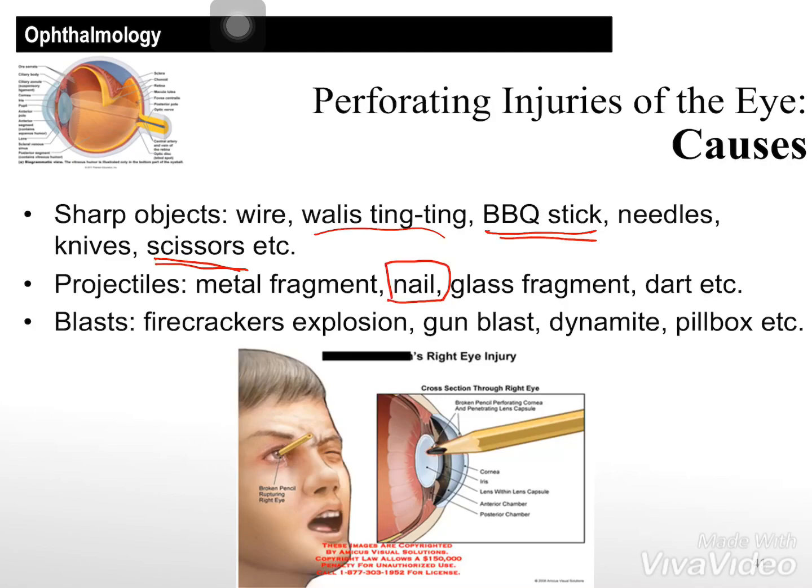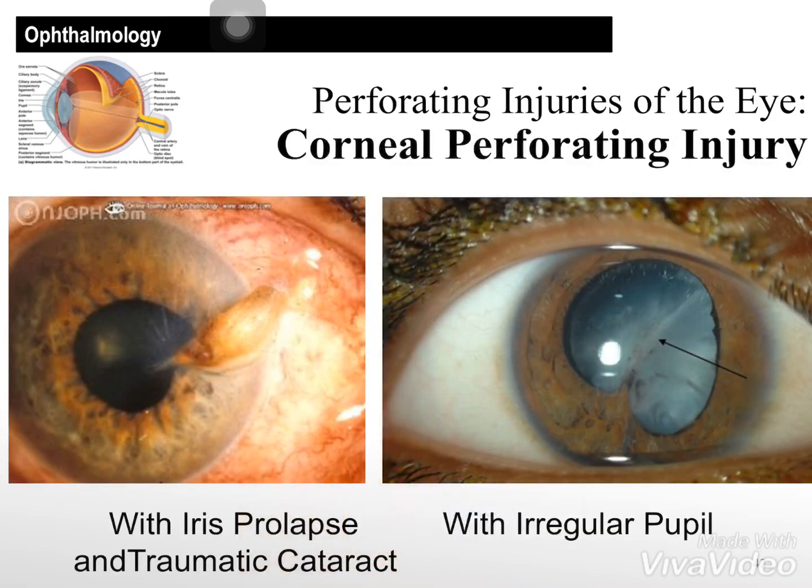If your patients come from Baguio or the Cordillera, dynamite shrapnel is common among the miners. No? Firecrackers also, and gun blasts. Okay. You have to be astute, no, in identifying whether there's a corneal injury or not. Sometimes the patient will come to you and this is what you will see.